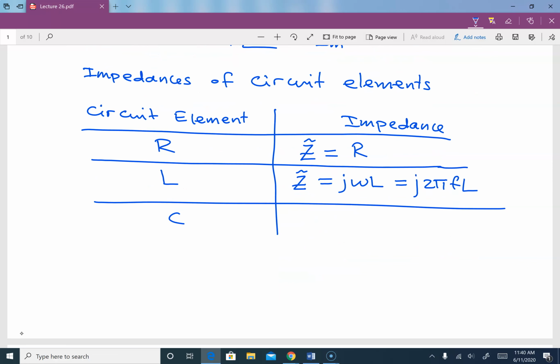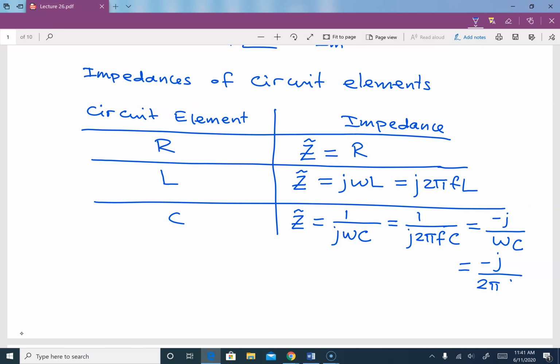And for C, which is the capacitor, the impedance of a capacitance, that is 1 over J omega C, which is equal to 1 over J 2 pi FC. And now if we want to bring that J from the denominator to the numerator, we have to flip the sign of that J. So that will be negative J over omega C, and that is negative J over 2 pi FC.